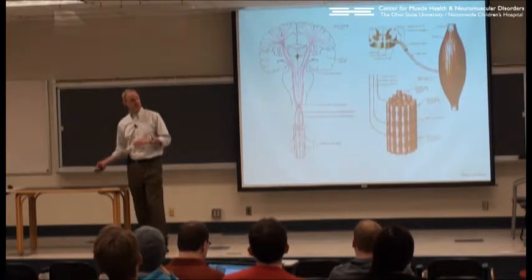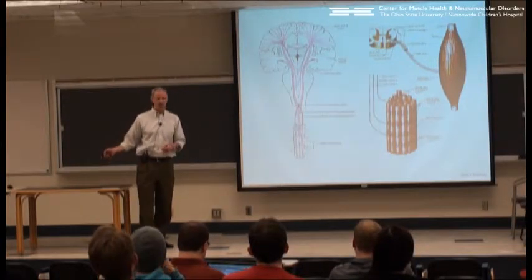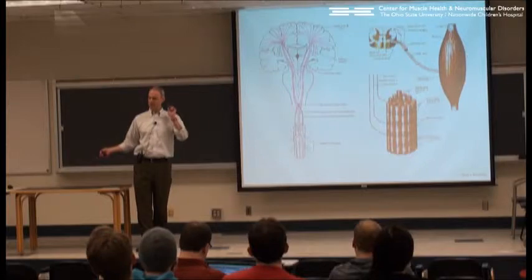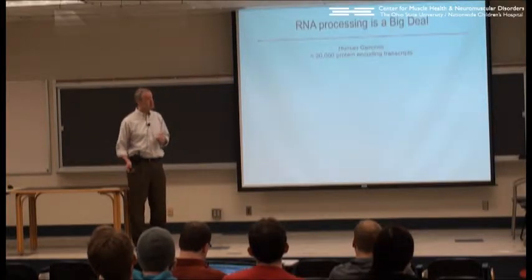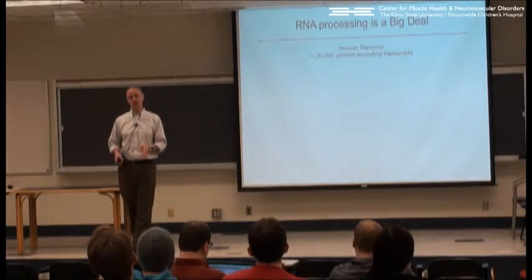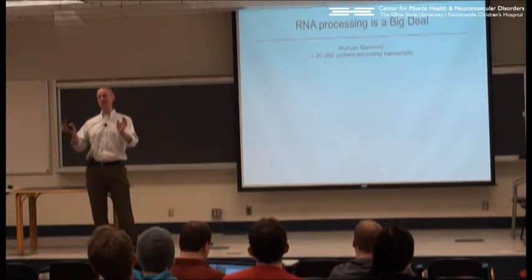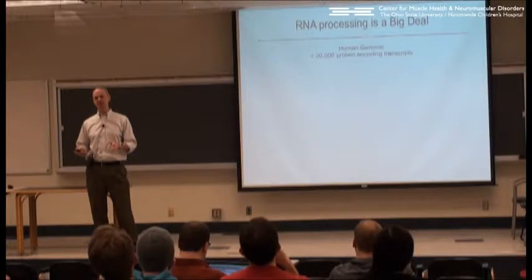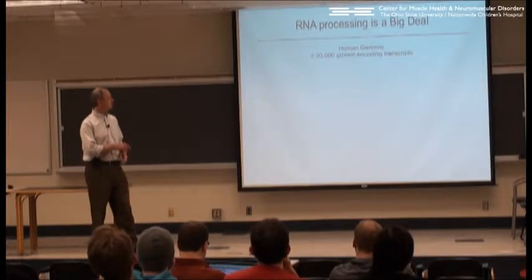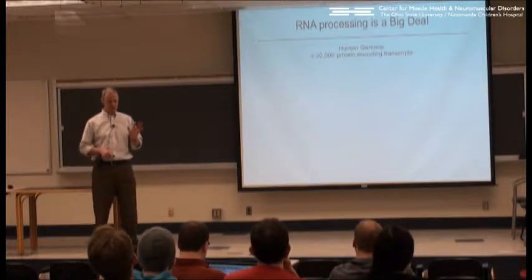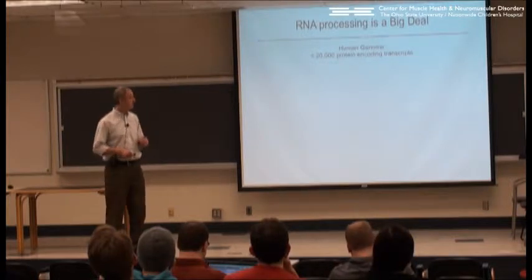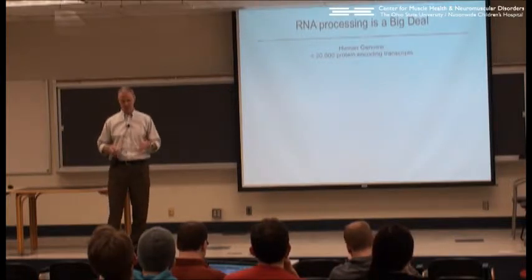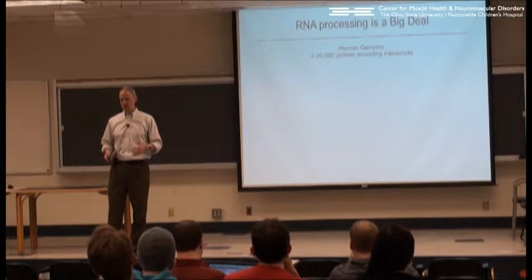We're not going to talk about this stuff. You already know it, but I want you to have that bothering you in the back of your head as we start drilling down into RNA processing. Because RNA processing is a big deal, and it's a big deal because we have a fixed genome. The genome encodes around 20,000 transcripts when you just look at it.